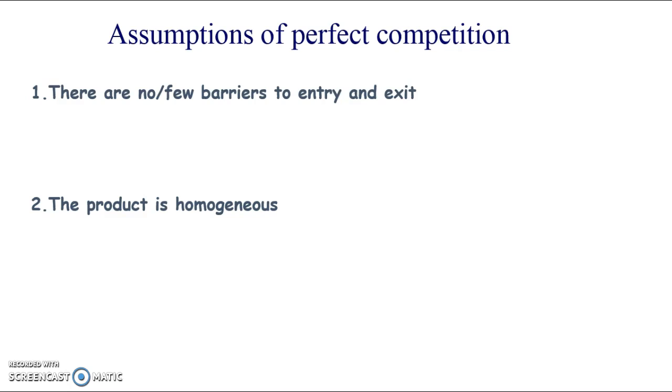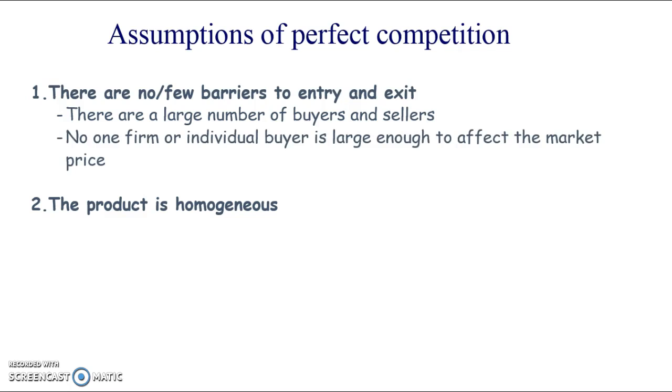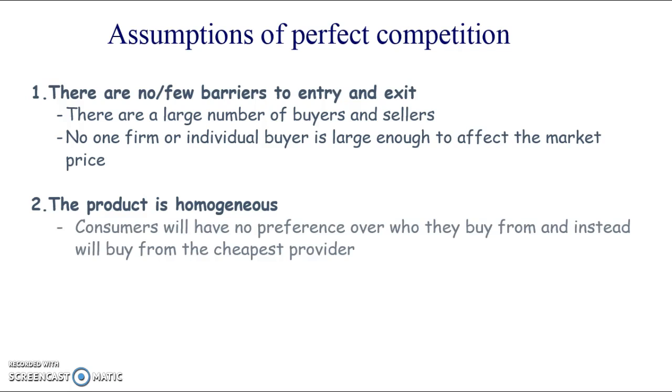So firstly, there are no or very few barriers to entry and exit, and this means that there are large numbers of buyers and sellers in the market because they can enter very easily, and no one firm or individual buyer is large enough to affect the market price. So we're going to see that they're price takers.